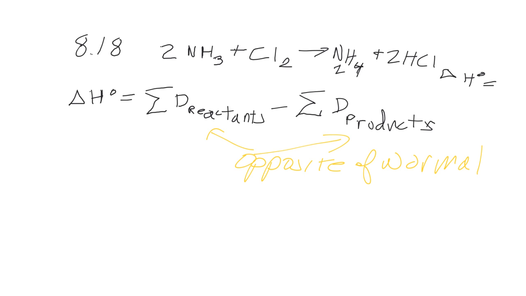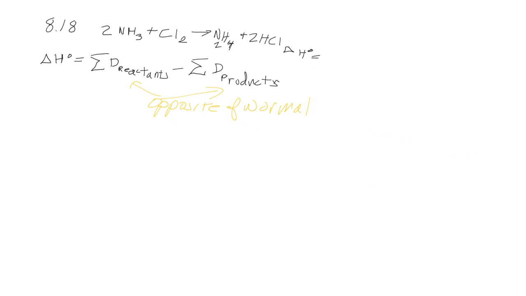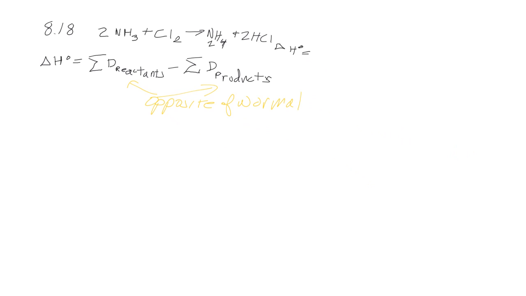The next thing we need to do, if we're going to use bond dissociation energies, is know the Lewis structures of our chemicals. So we have to reach back to last semester and draw out those Lewis structures. If you don't remember how, let me know and I'll give you a link to my lecture on Lewis structures. So I've got 2 ammonias reacting with a chlorine.